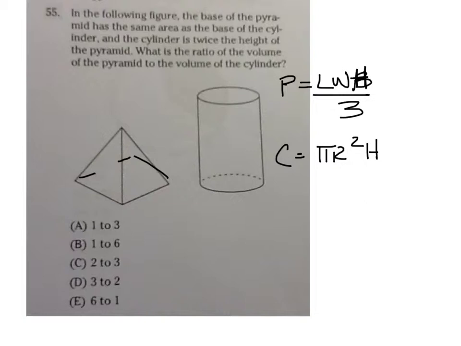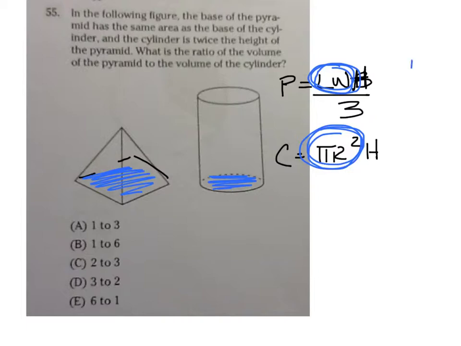Okay, so now it says the base of the pyramid has the same area as the base of the cylinder. So we're talking about this. The base of the pyramid and the base of the cylinder are going to be the same. That means length times width for the pyramid is the same as pi r squared. So notice what's left: you have 1/3 h, and then you just have h.